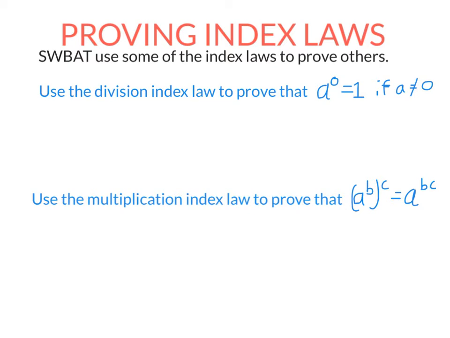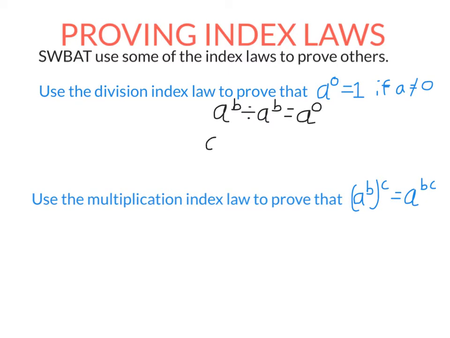So let's start by thinking, how could we use the division index law to get something that looks like A to the power of 0? Well, we know from the division index law, if we have A to the power of B divided by itself, we keep the same base and subtract the powers. B minus B is 0.